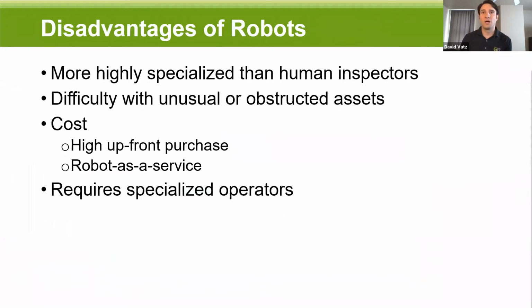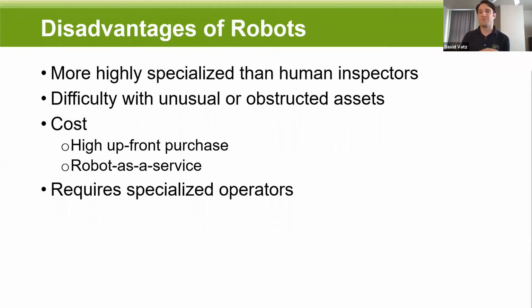All right, we'll move on here to some of the disadvantages of robots. Obviously we're big believers in robots here, but they don't come without their disadvantages, and we'll talk through some of those. The first one is that robots tend to be highly specialized. We looked at the images of the different types of inspection robots at the beginning, and all of those were really designed for one specific goal.